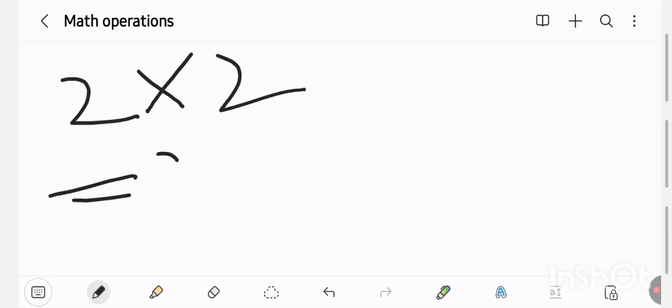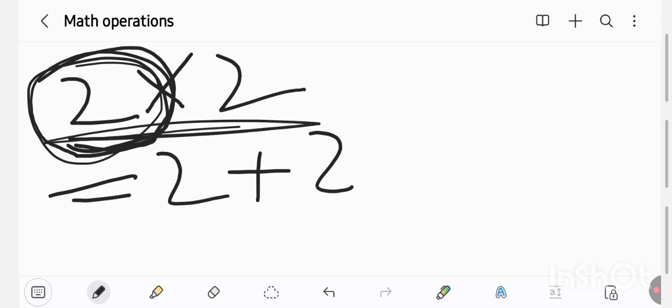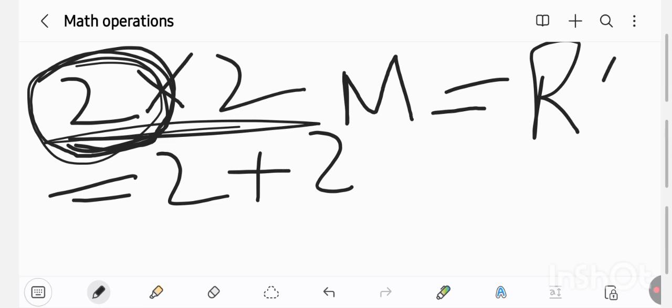Again, some other operations, but this is more of an order than an operation. When you have multiplication, this is the multiplication sign we all know and use, but still, when you have 2 times 2, it means 2 plus 2. This number represents how many times it should be added. Multiplication is just repeated addition.